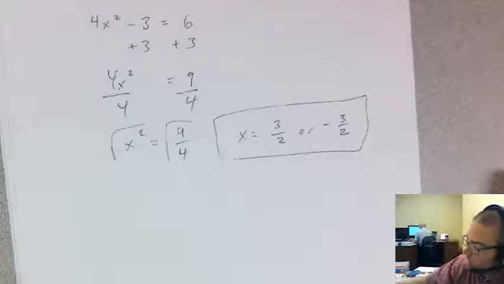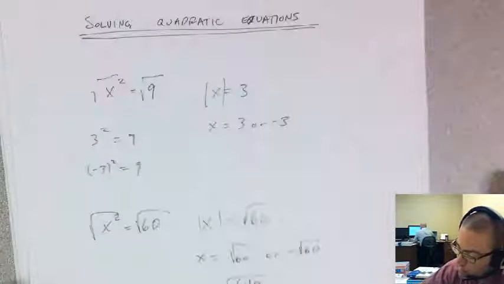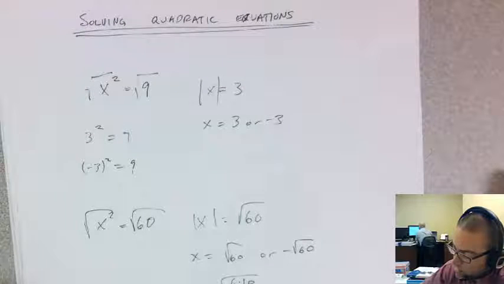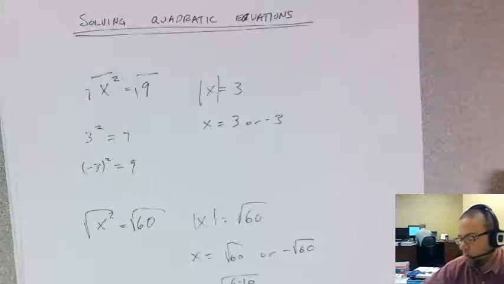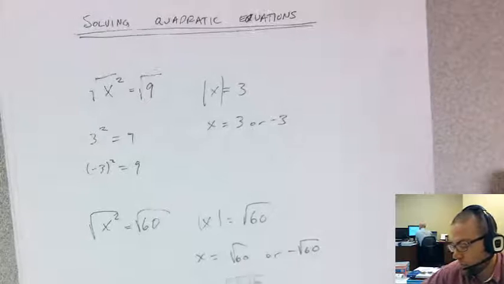Okay, so those are the examples of solving quadratic equations that only have an x squared term. And next we're going to jump over to some more types.